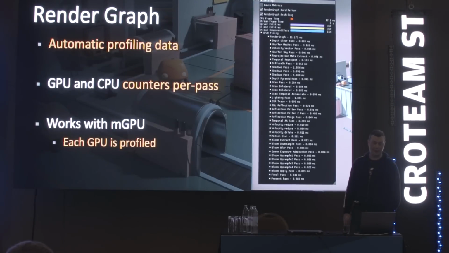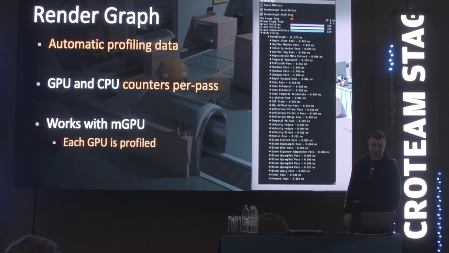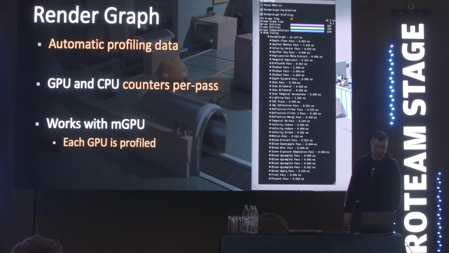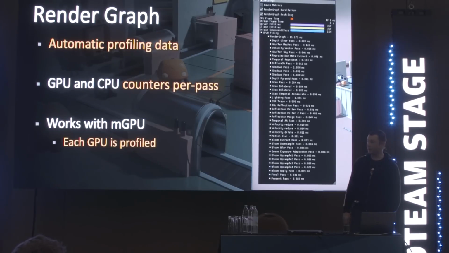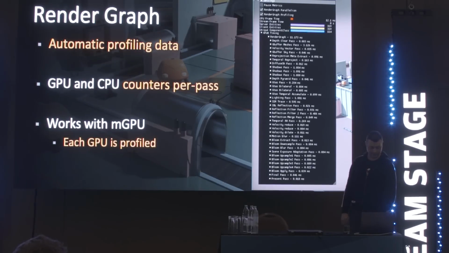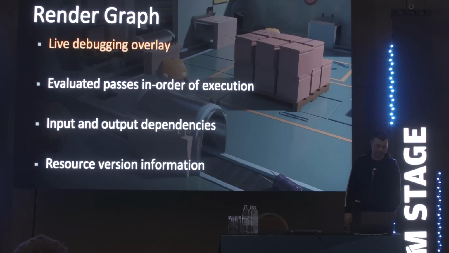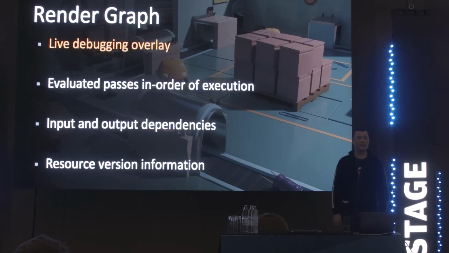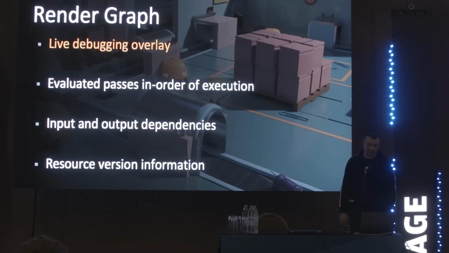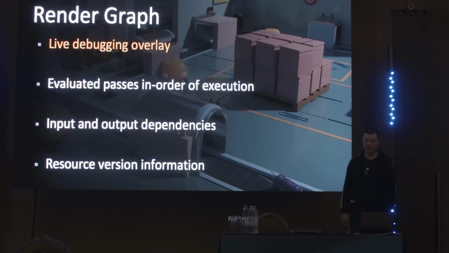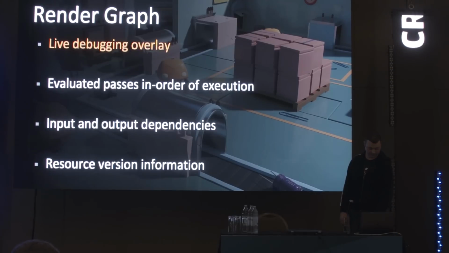Render graph can collect automatic profiling data, presenting you with GPU and CPU counters per pass. Additionally, this works with mGPU, where each GPU is shown in the list. There's also a live debugging overlay using mGUI. This overlay shows the evaluated render graph passes in order of execution, the input and output dependencies, and the resource version information.